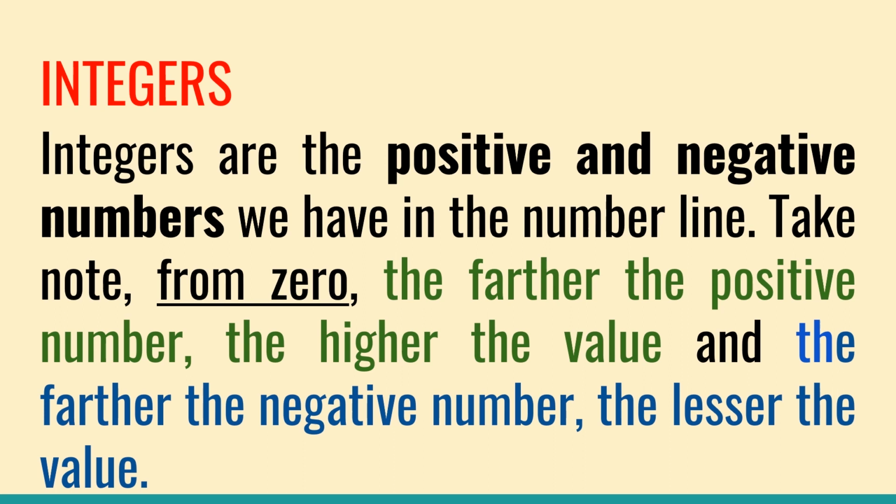Muli, ang integers ay mga positive at negative numbers. Ang number line naman ay binubuo ng mga integers. 0 ang nasa gitna ng number line. Ang 0 rin ang naghahati ng kinalalagyan ng positive at negative numbers. Huwag kakalimutan, lahat ng positive numbers na papalayo sa 0 ay mas malaki ang value at ang lahat ng negative numbers na papalayo sa 0 ay mababa ang value.